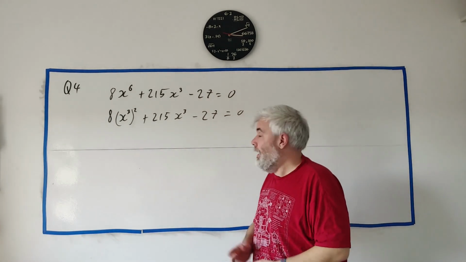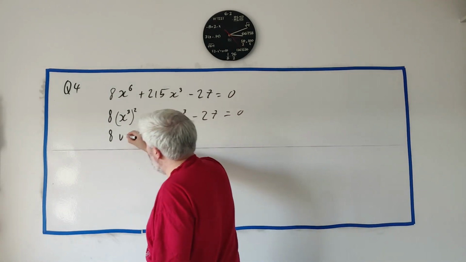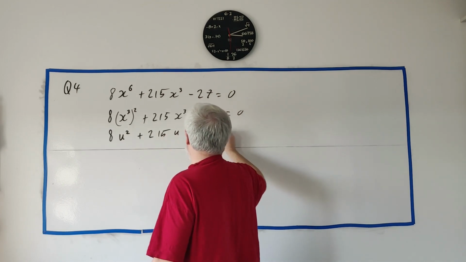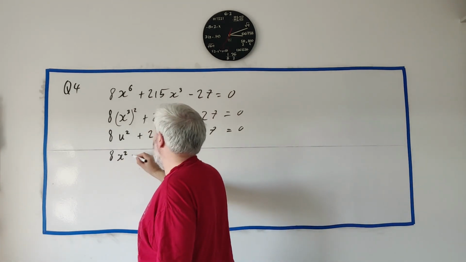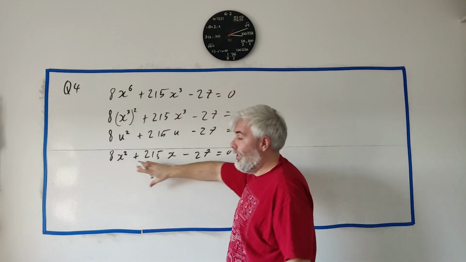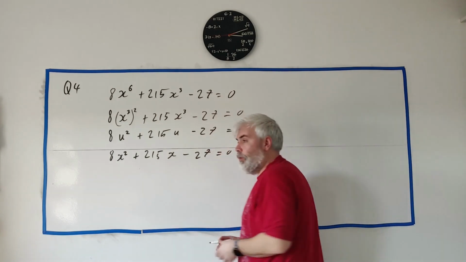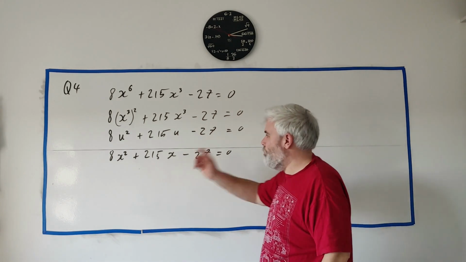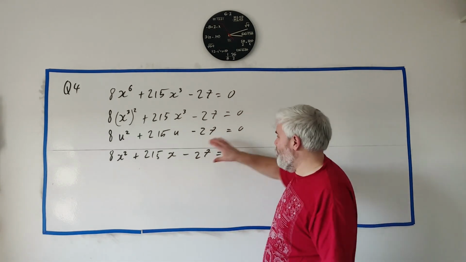That's a quadratic. Lots of students like to go ahead and write this as any letter. Let's go 8u squared plus 215u minus 27. And then some students even write this as 8x squared plus 215x minus 27 equals 0, and they go ahead and solve from this point. This is technically wrong. This is a mistake, but you're not going to lose any marks as long as you correct the mistake at the end. The problem is lots of students write this and then forget to correct it, and they get the wrong answer at the end. So I would advise you not writing this.